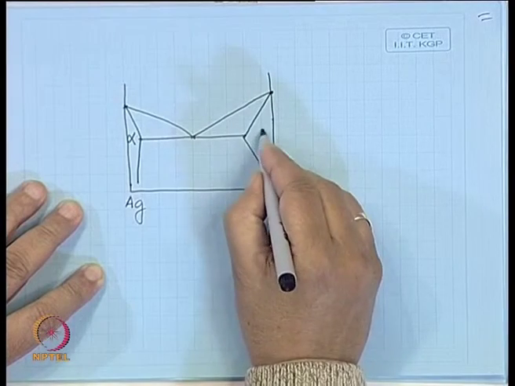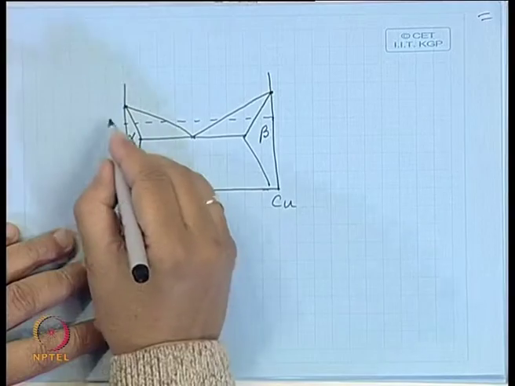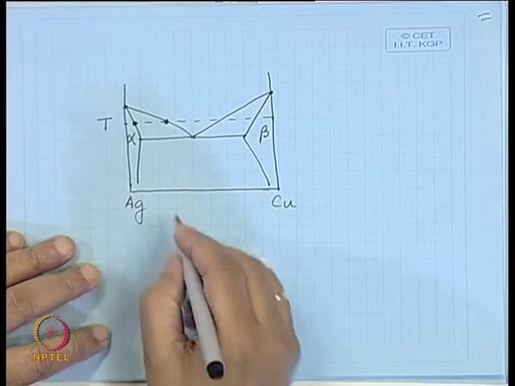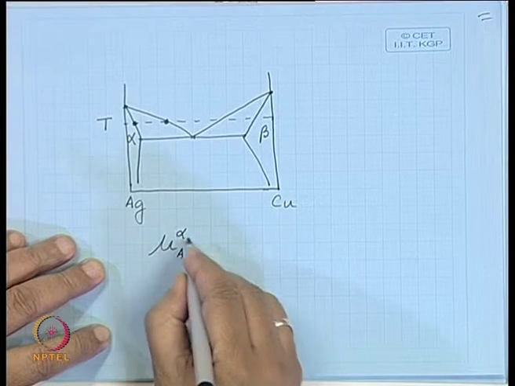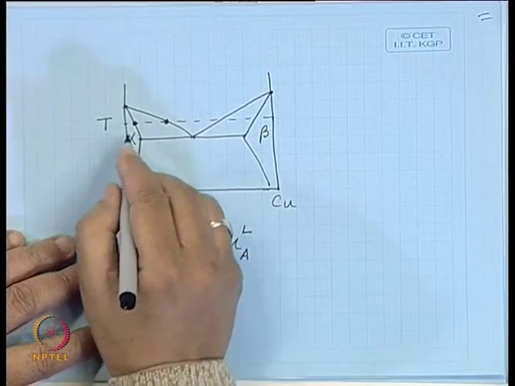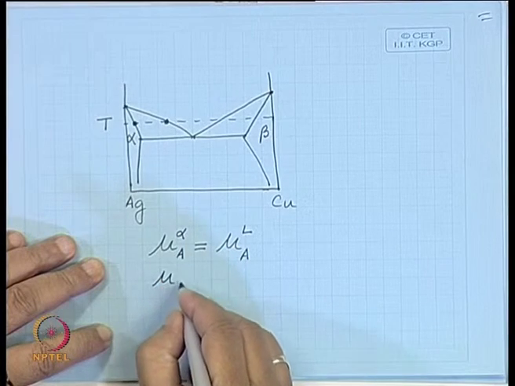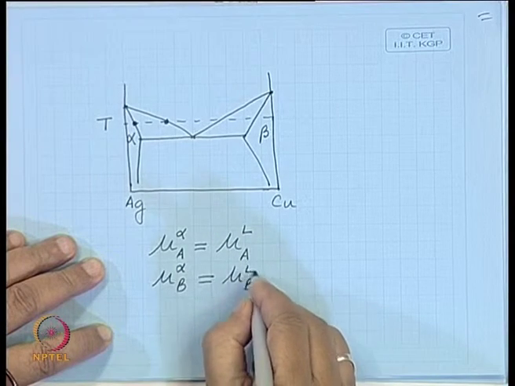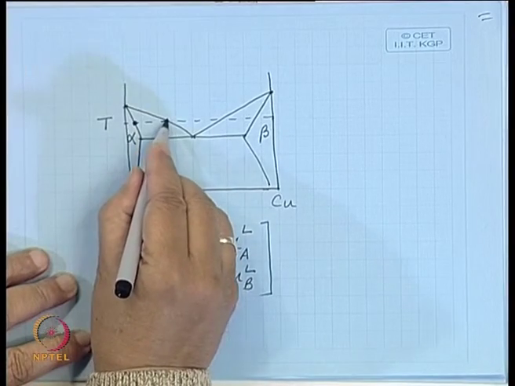So, this is alpha, let us say this is beta. Now, here you take a case at a particular temperature, you try and equate the partial molar free energy or the chemical potential of A in alpha equal to chemical potential of A in liquid. And if you equate the two, you can have two kinds of equilibrium, this part B in alpha, B in liquid. So, with these equations and assuming regular solution, it is possible to calculate this and this.